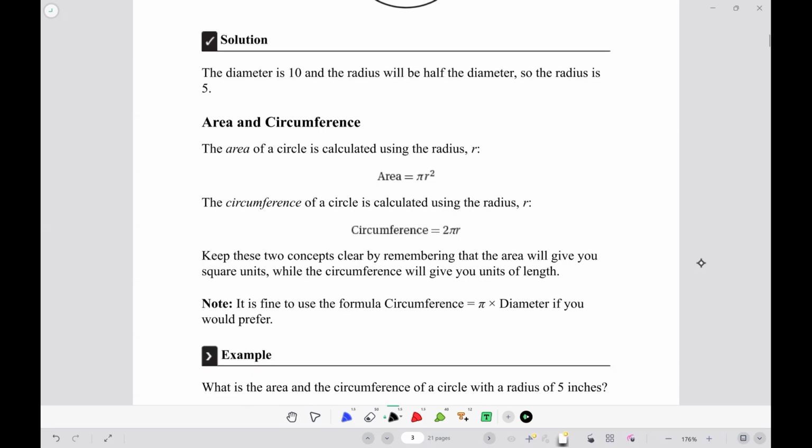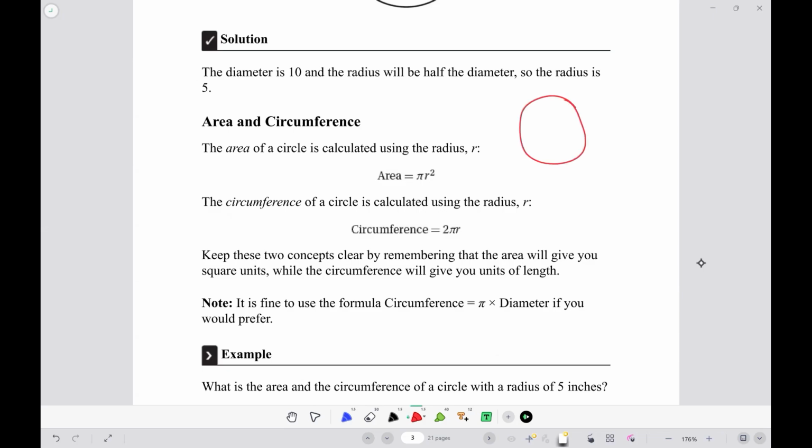Okay, so the next topic is area and circumference. The area and circumference are two different parameters, two different quantities, whatever you want to name it. You can do it in your own way. But the area of a circle is the area enclosed by a circle.